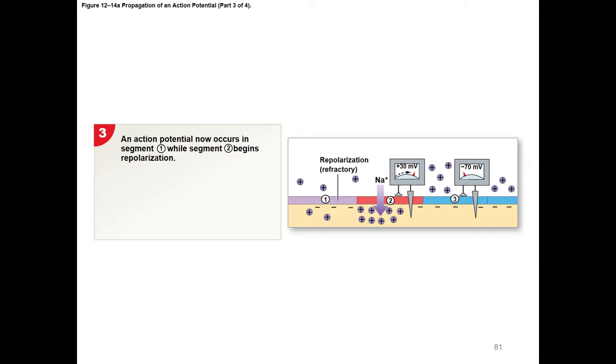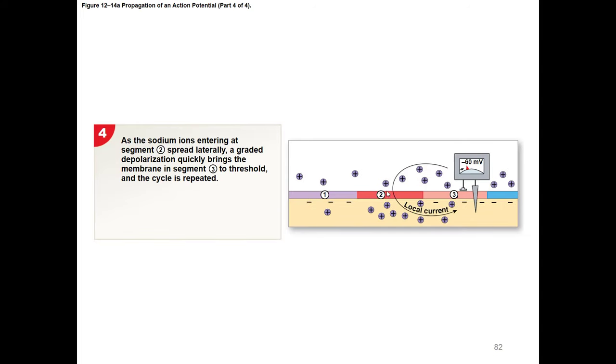But remember, we overshoot a bit towards negative 90. This segment is in refractory, which means it cannot be stimulated. This is good because it means that the action potential, which is now in segment 2, can't backtrack towards segment 1. We want to go in a forward direction. We do not want to backtrack.